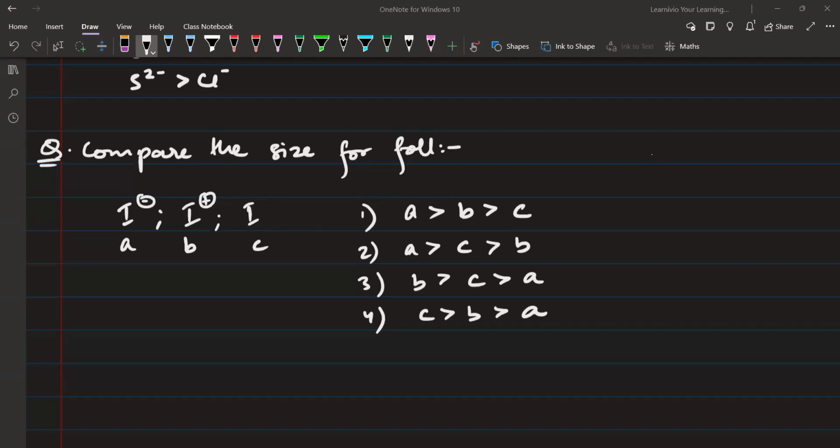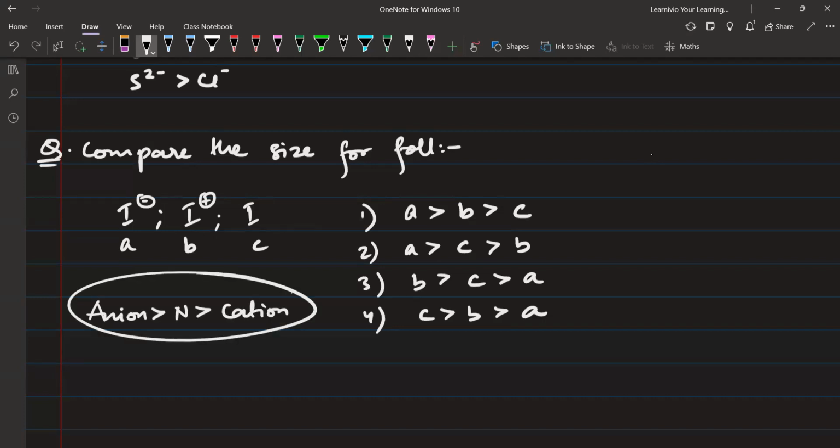Sir, the anion is always greater than the neutral atom or the parent atom, and the neutral one is always greater than the cation. So I negative will be the largest, then I, then I positive. Right? It was so easy, what was the confusion? This is A, this is C, this is B: second option.